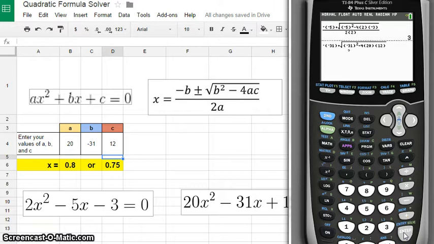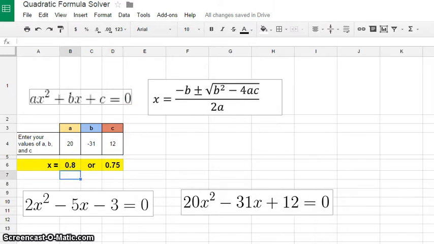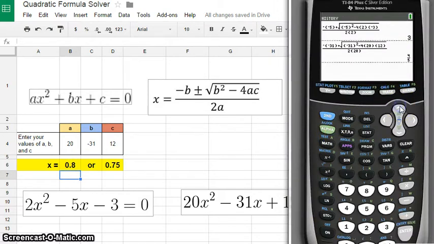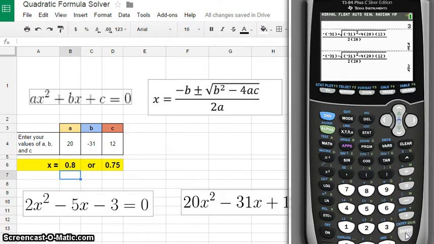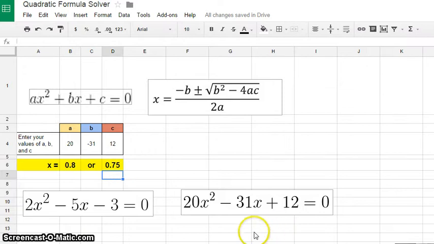And I click enter, I have 4 over 5, which is 0.8. Right, 4 over 5, 0.8. If I change that to minus, so instead of a plus, I have a minus, I have 3 over 4, which is 0.75 over here. Right, so that means my solver works perfectly.